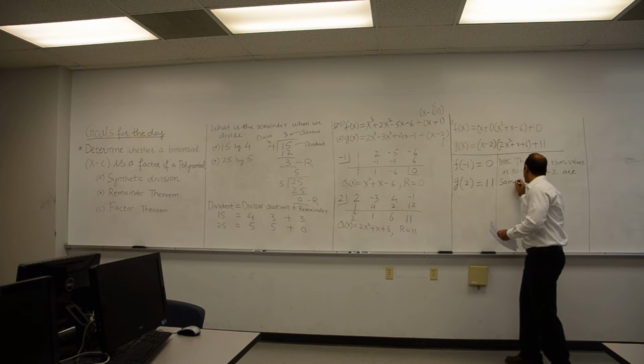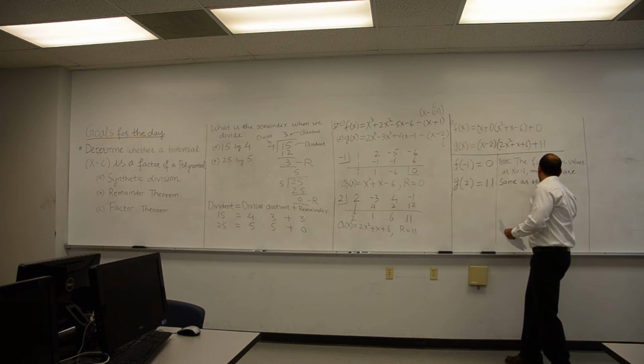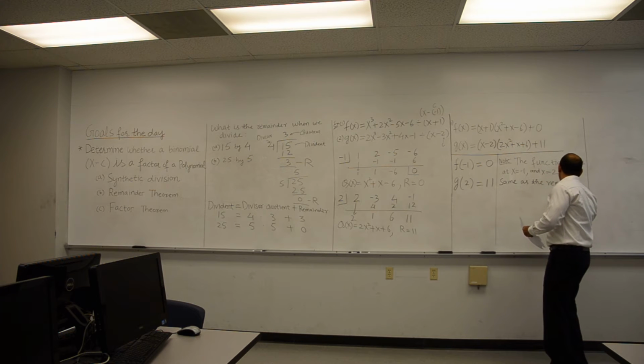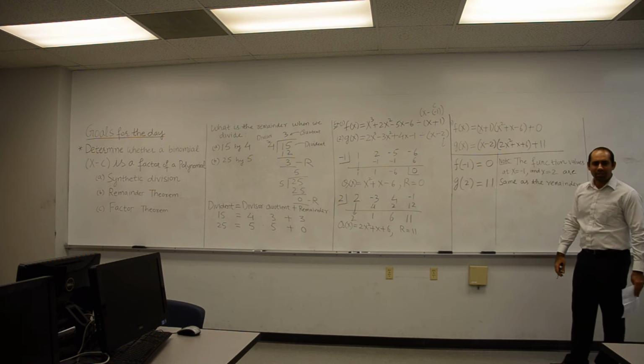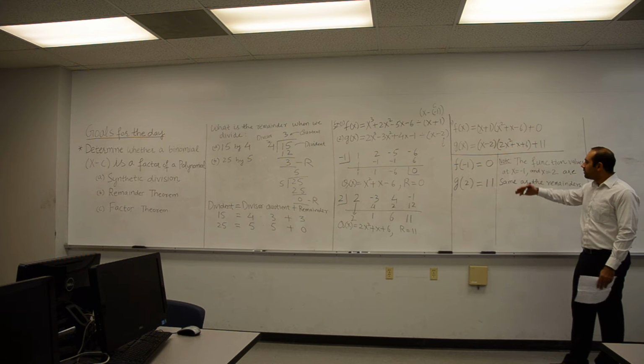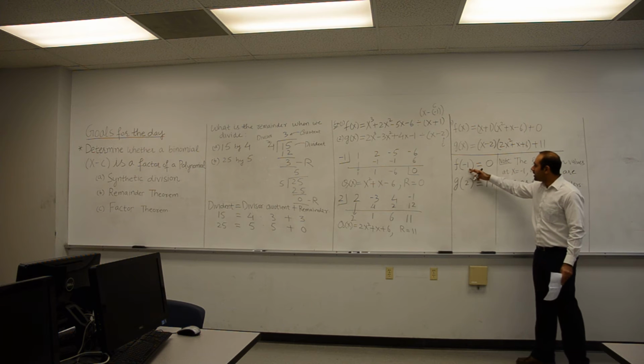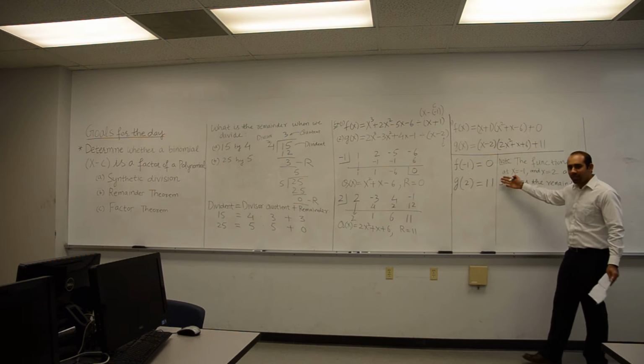are the same as the remainders. And that's the informal definition for a remainder theorem, that the function values at these points, at these -1 and 2, they also give us the remainders.